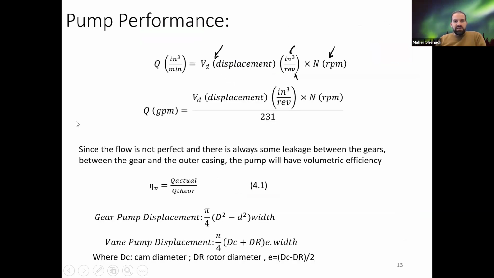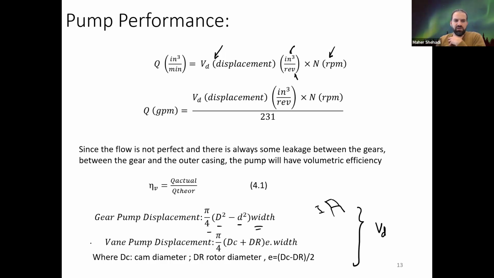Anyway, what I was saying is the displaced volume for gear pumps is pi over 4 D squared, the outer square minus the inner square, or the outer casing minus the inner gear. Of course, that's just area. If I need the volume, then I need to multiply by the depth, what we call the width of the teeth, the one that goes into the paper or into the screen. So times W, that's the displaced volume.